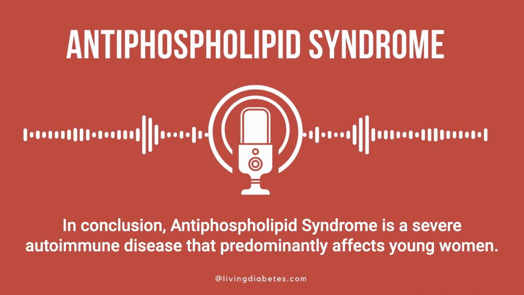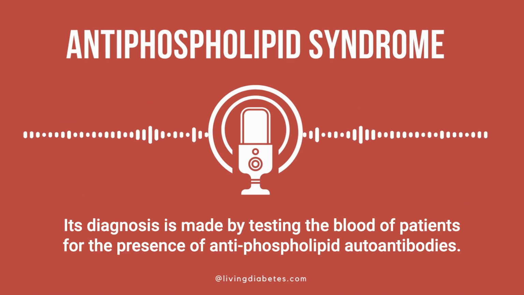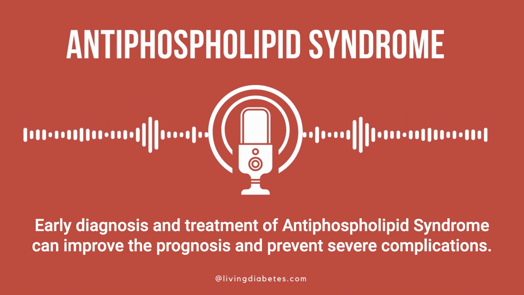In conclusion, antiphospholipid syndrome is a severe autoimmune disease that predominantly affects young women. While the exact causes of antiphospholipid syndrome are not yet known, it is believed to have a genetic component that makes some people more susceptible to the disease. Its diagnosis is made by testing the blood of patients for the presence of antiphospholipid autoantibodies. Early diagnosis and treatment of antiphospholipid syndrome can improve the prognosis and prevent severe complications.